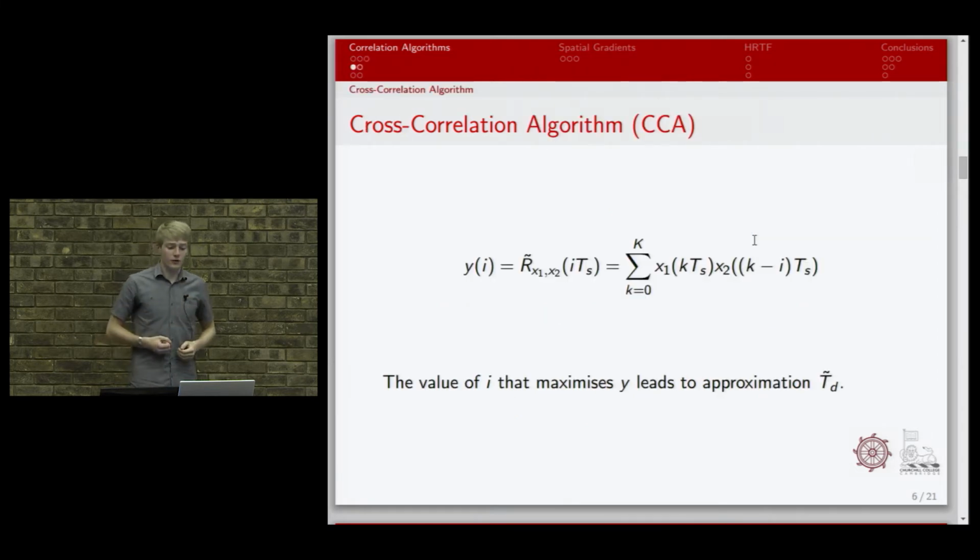The cross-correlation algorithm just takes a discrete time approach to this, and that is literally the conversion that we did to get from this equation to here. This gives us some value y corresponding to the correlation at the number of samples of estimate delay I, and by maximizing y, we can then find the value of I which does this, and use that to calculate our estimate of time delay and hence alpha.